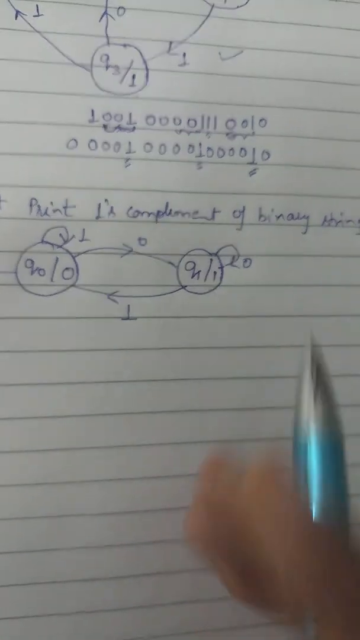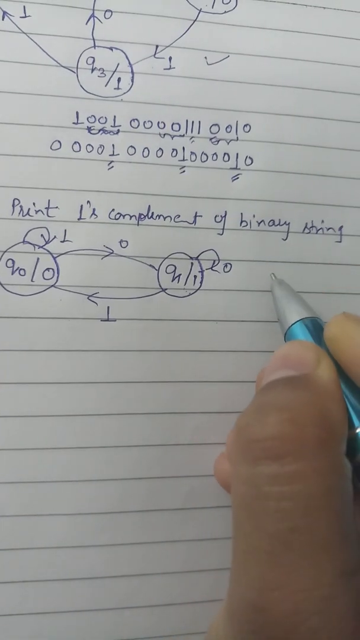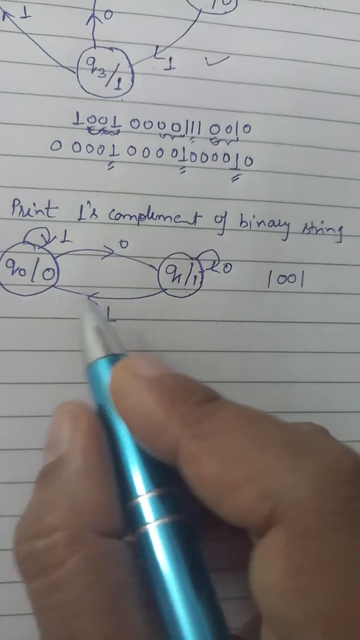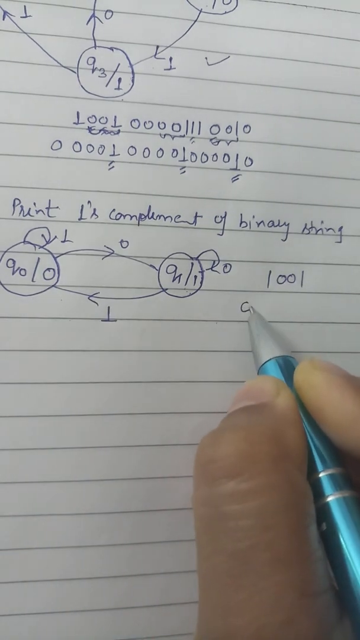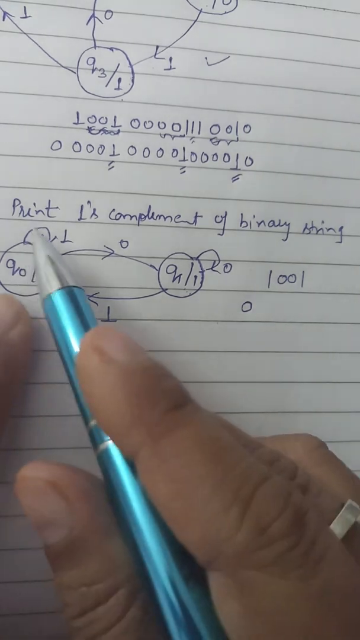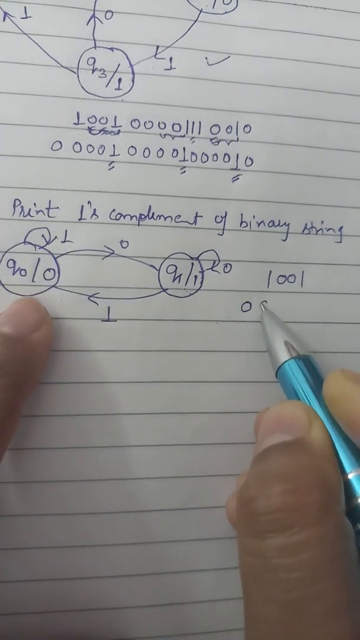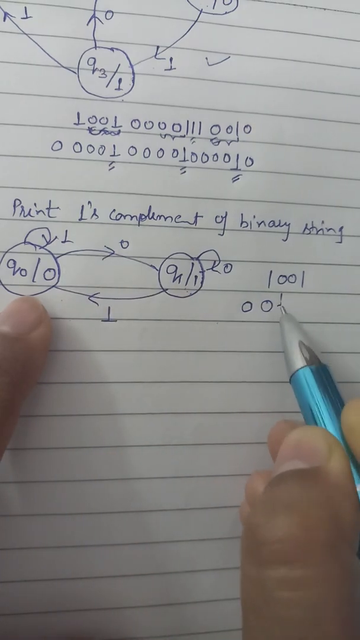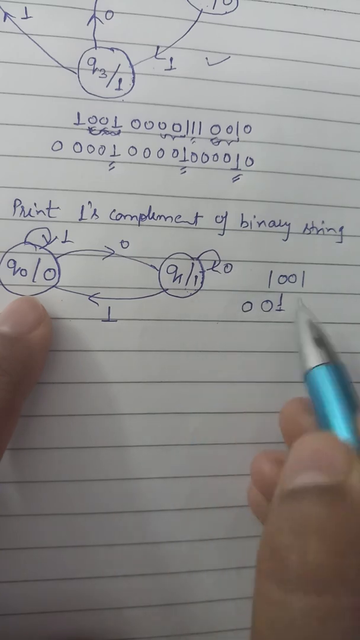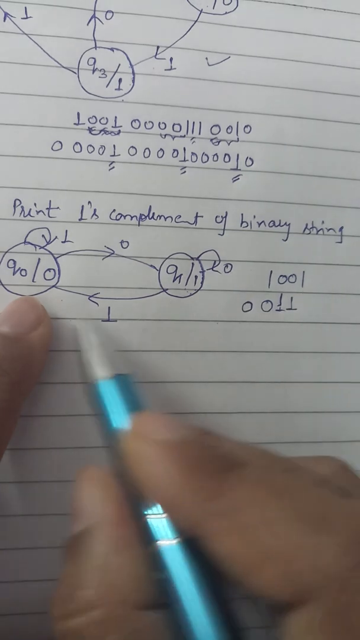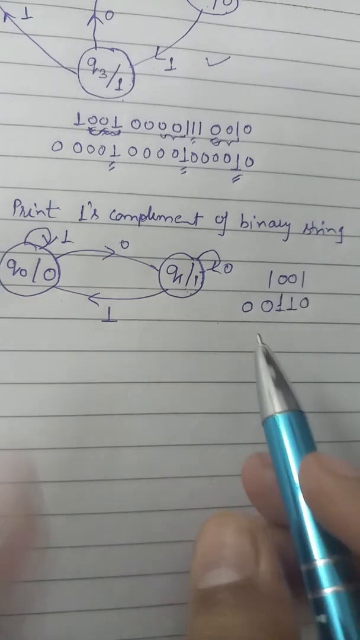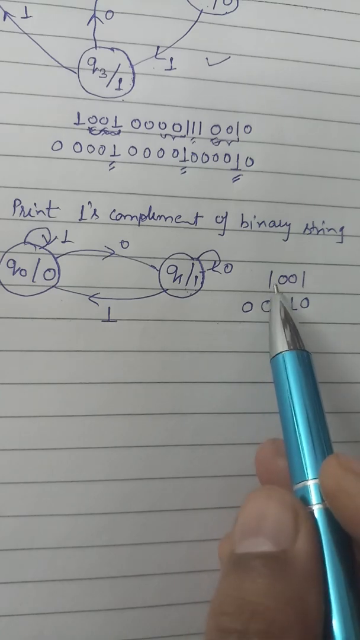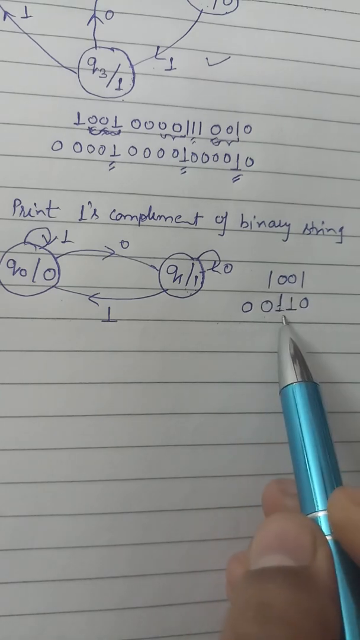Let's check it with the example. Suppose we have the string 1 0 0 1. As we know, whatever is in the initial state comes first, so we write 0 here. And for the next one, what do we get? 0. For 0, what do we get? 1. For again 0, what do we get? 1. And for 1, what do we get? 0. So here we can clearly see this is the one's complement of the binary string. Whenever we get 1, we get 0. Whenever we get 0, we get 1.